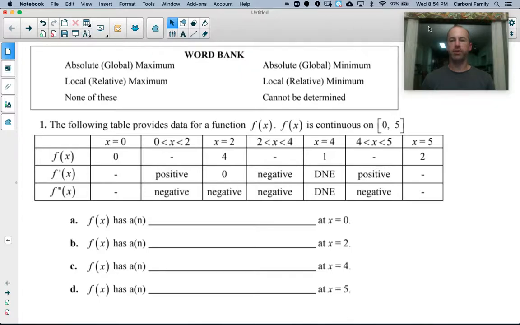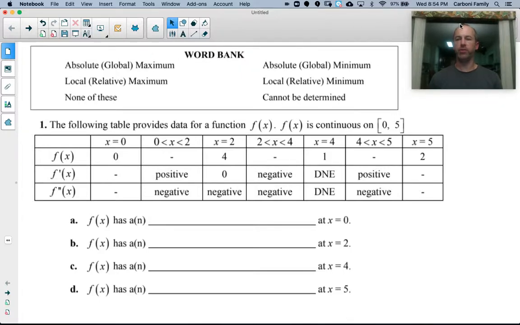All right, so let's look at this review material where you are to fill in the blanks with however many of these terms can apply. We have local max and min, absolute max and min, none or cannot be determined. And these questions are presented in multiple ways.